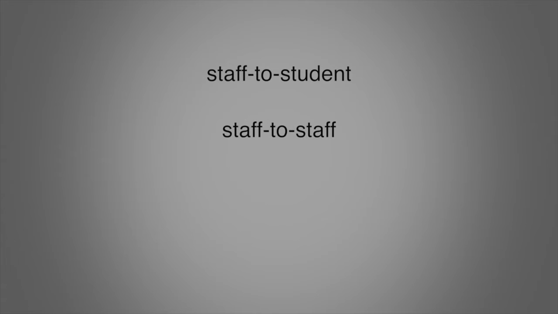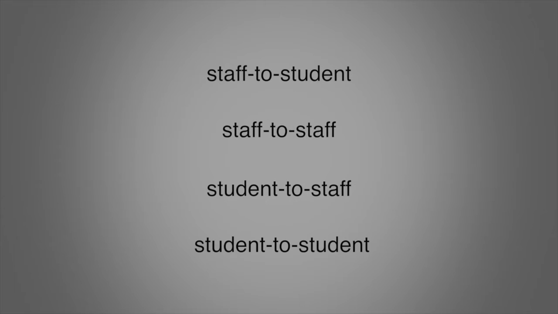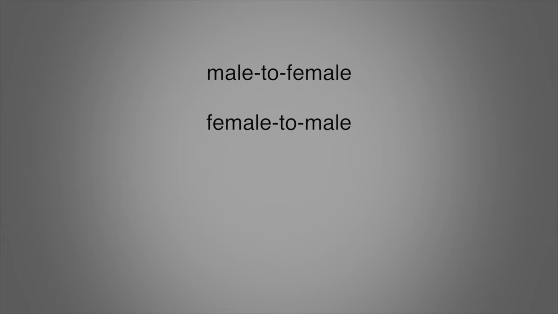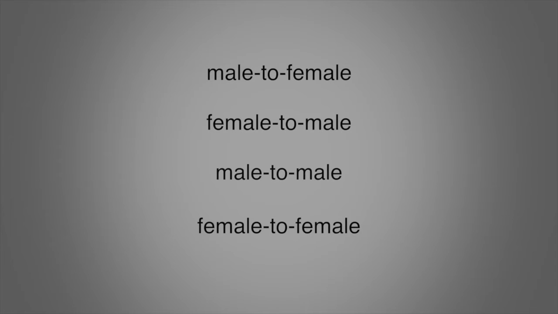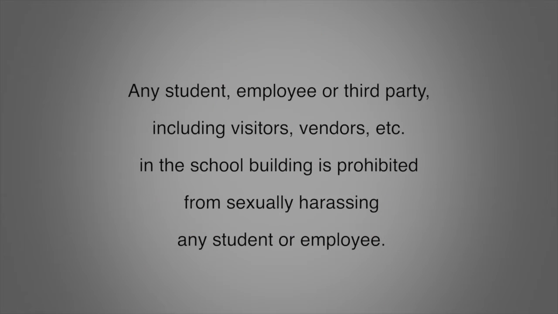Sexual harassment can occur staff to staff, student to staff, and student to student. It can occur male to female, female to male, or female to female. It includes discrimination based on sexual orientation. Any student, employee, or third party, including visitors, vendors, etc., in the school building, is prohibited from sexually harassing any student or employee. Your employer has developed an independent grievance or complaint procedure to follow if you feel you are being sexually harassed or have observed sexual harassment.